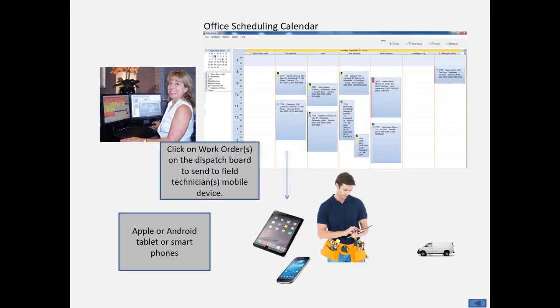In the office, on your office scheduling calendar, the dispatchers can go ahead and create the work orders and drag them into the appropriate technician's column. Once they're in the proper column, all they need to do is right-click on those work orders to send them paperlessly to the device for that particular technician in the field.